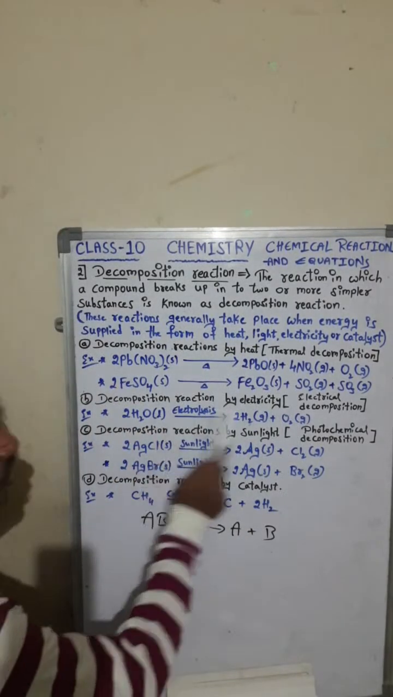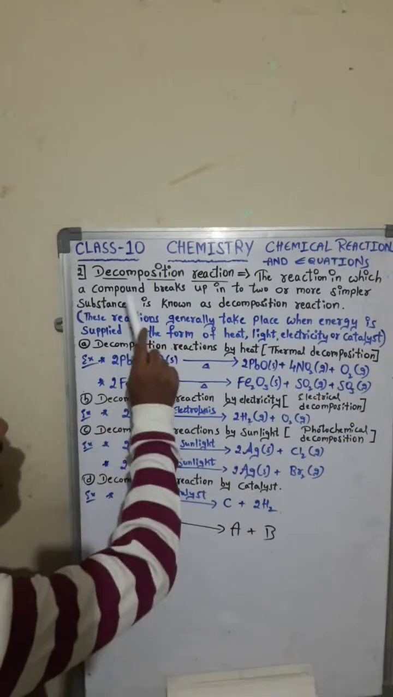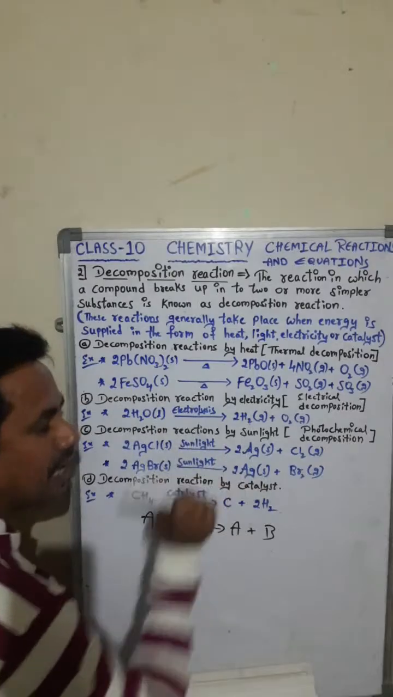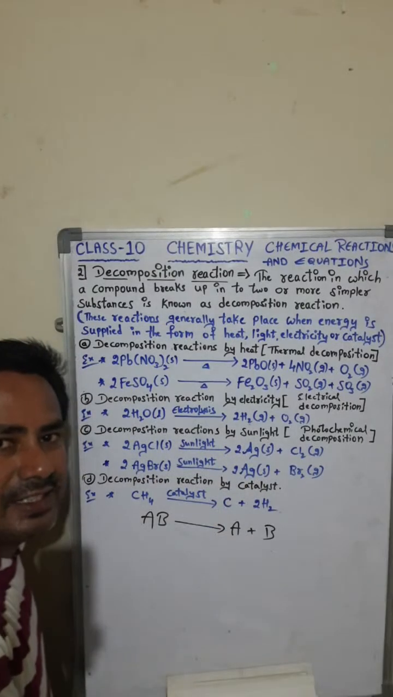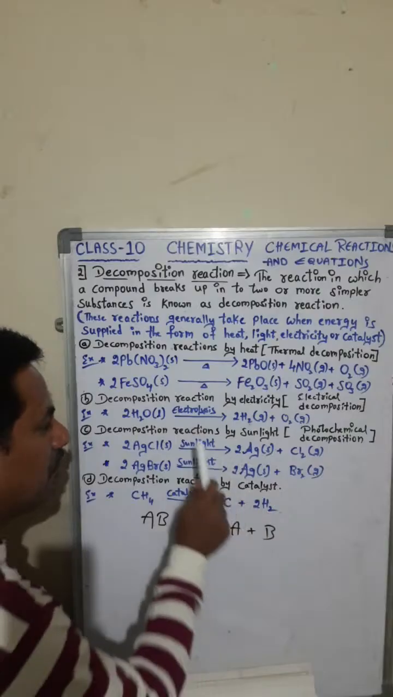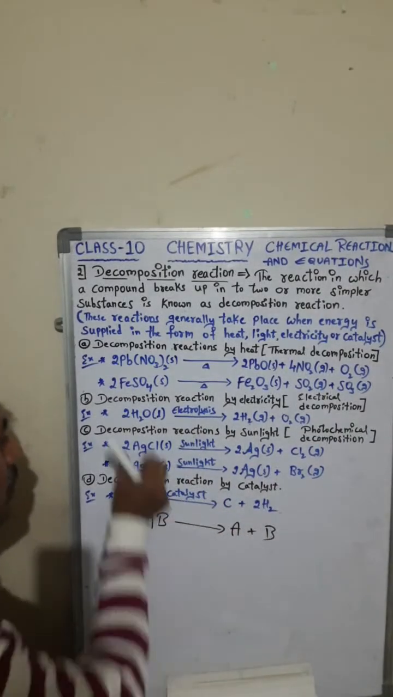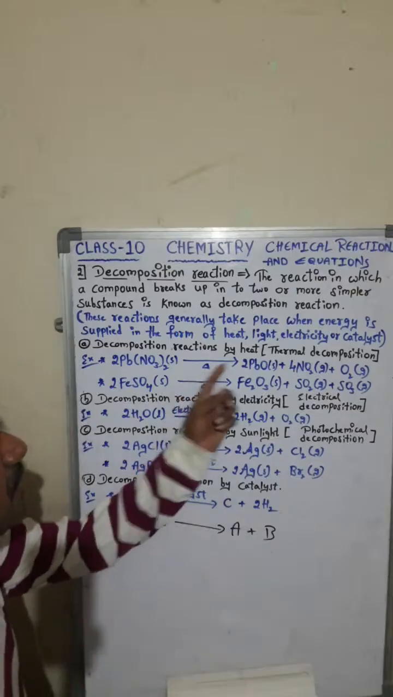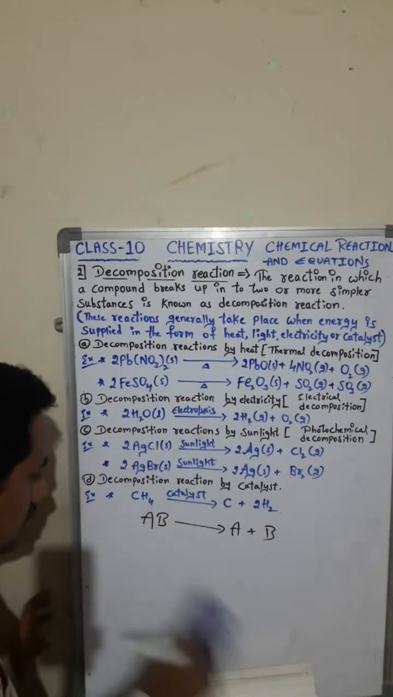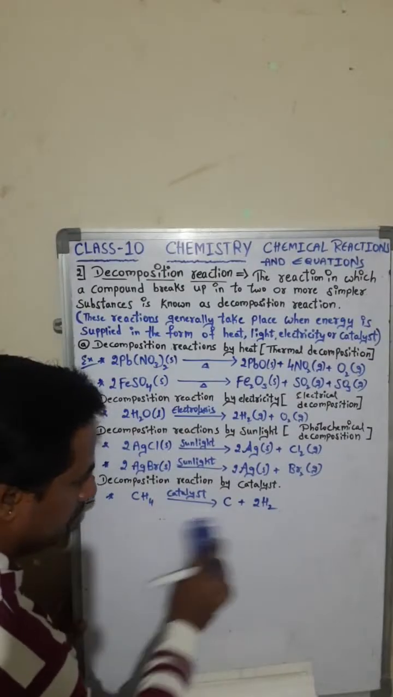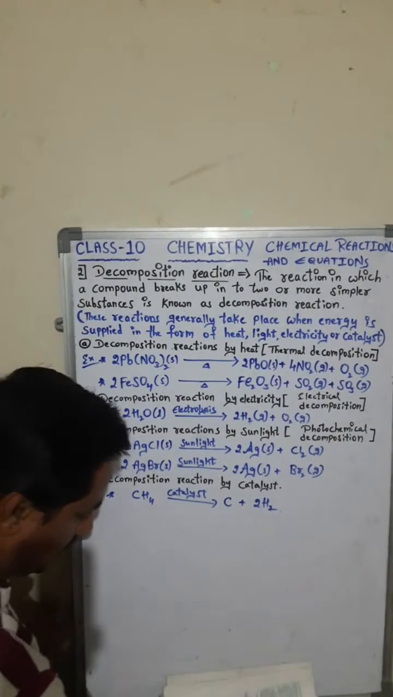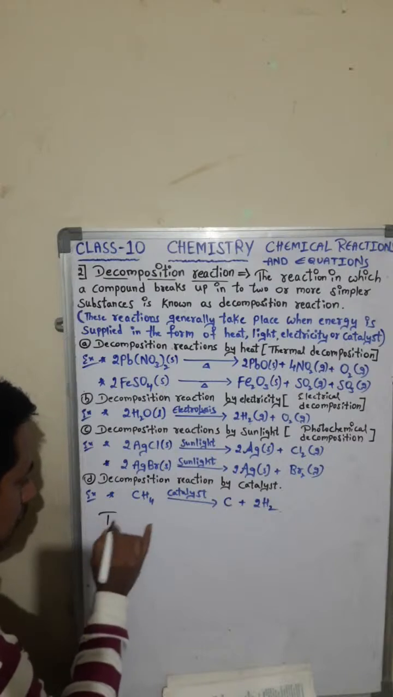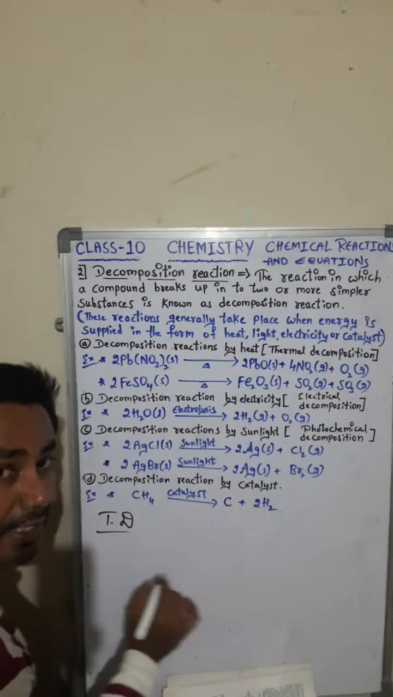See, now we are moving towards another decomposition reaction, that is decomposition reaction by electricity. When we give energy in the form of electricity, what happens? Before this, I want to give a few more examples of heat. Thermal decomposition. Okay, remember this one. Thermal decomposition.